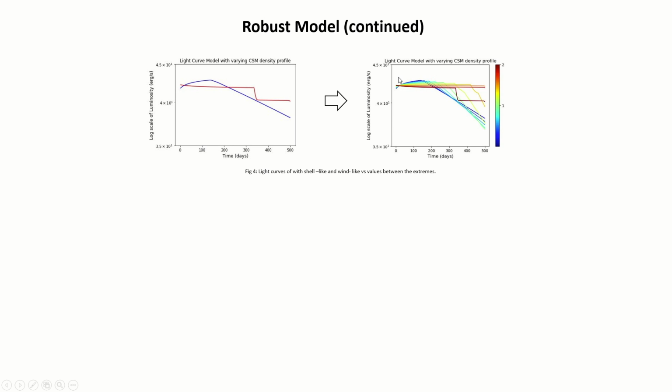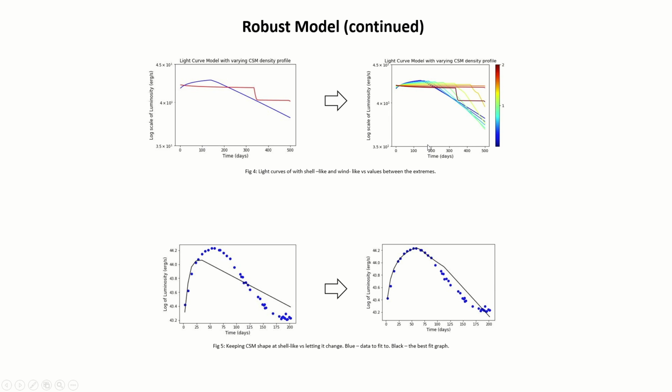Compared to the right, you can see my model being able to input a much greater variety of values between the two extremes. This is useful because a better model yields a much better fit when trying to fit to light curves. An example of this is shown in figure 5. You can see the blue data points are the same on the left and the right, except on the left, the black fit line is restricted to either one extreme for the CSM profile, compared to the right, where the model is allowed to vary between the two extremes when fitting, resulting in a much better fit.